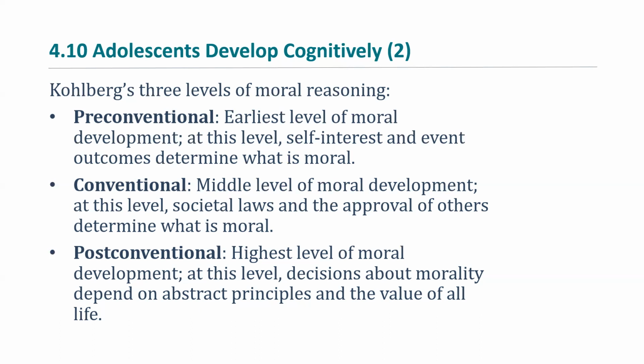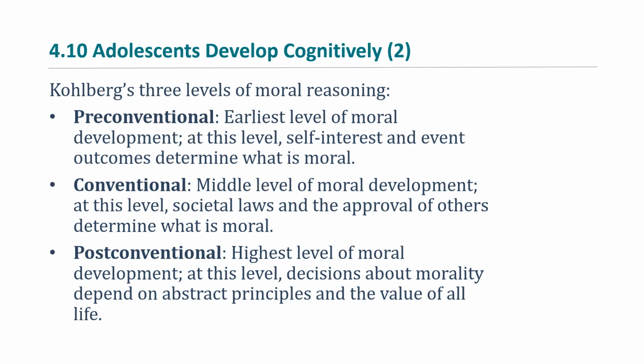The majority of people in adolescence and throughout adulthood are at the conventional level. There's only a small percent of people that make it to the third level, the post-conventional level. If you think about society, most people are there. We are rule followers. We believe that we should follow the laws and rules of the particular society that we're in. For the people that make it to the post-conventional level, maybe about 10% of society, it's the highest level. And at this level, decisions about morality depend on abstract principles and the value of all life.